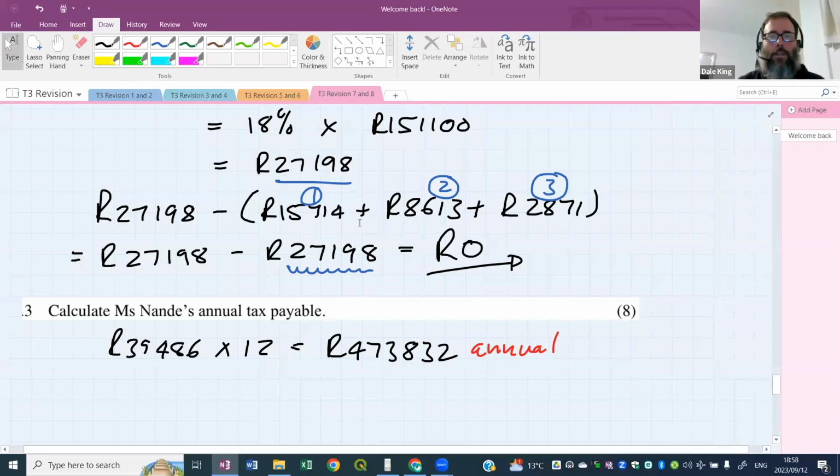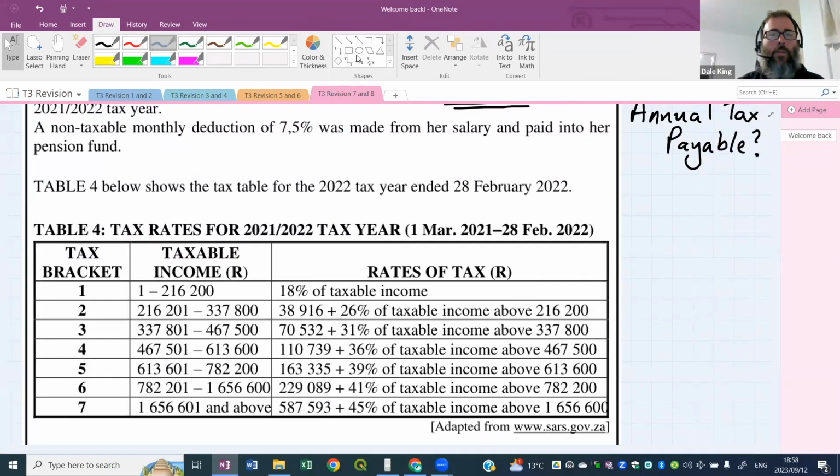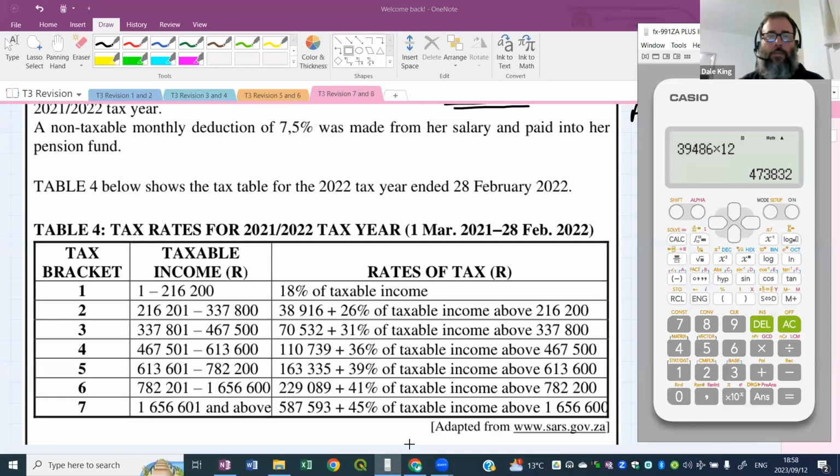Now we can go to the bracket we're going to work with. Yeah, so we can go to the bracket now with this, or you want to take off the deduction first? Yes, that's how it's taught. Okay, let's take off the deduction. A non-taxable monthly deduction of 7.5% was made from a salary. So in fact, we could have done the deduction before this. But let's do the deduction now. It doesn't really make a difference if we take 7.5% of a year or 7.5% of the month.